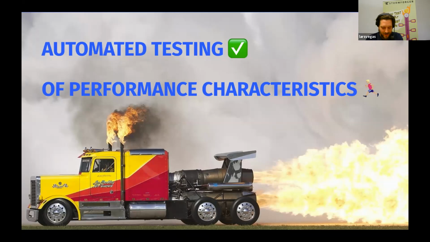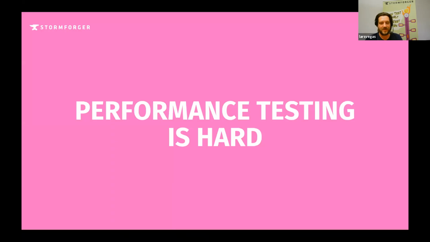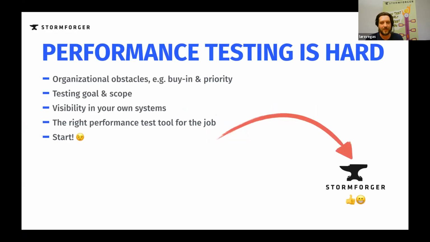So now is the question, what is the problem, why is it so hard to do? So in general, performance testing is simply super hard. There are plenty of reasons out there, but one reason is you have a lot of organizational obstacles. You need testing goals and a scope. You need that always, but it's not easier for non-functional requirements. You need visibility in your systems. That means you need good logging and good monitoring tools.